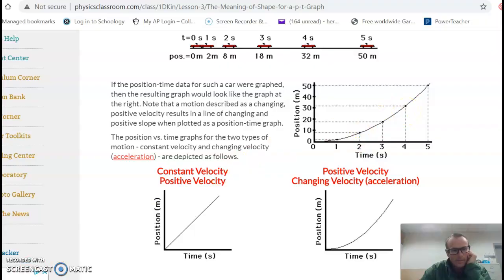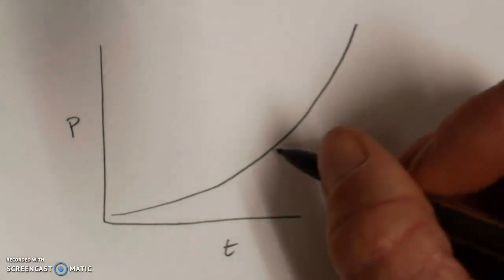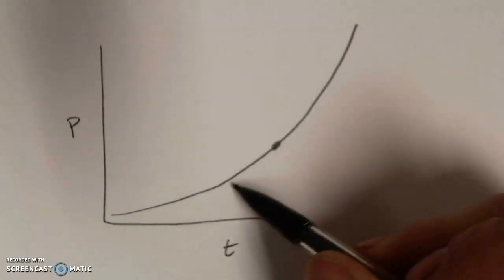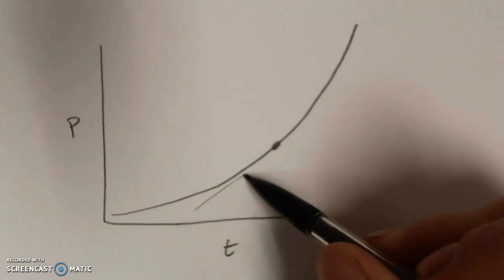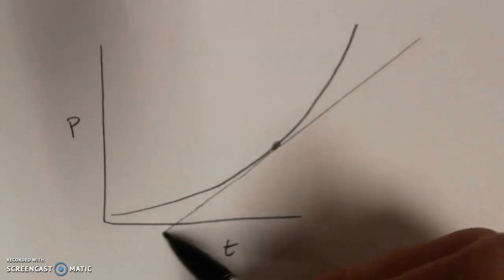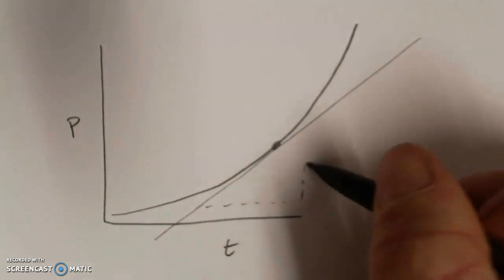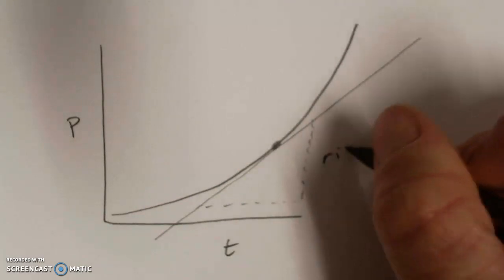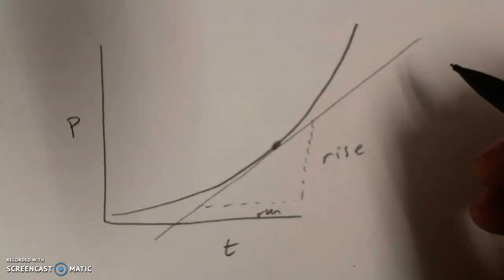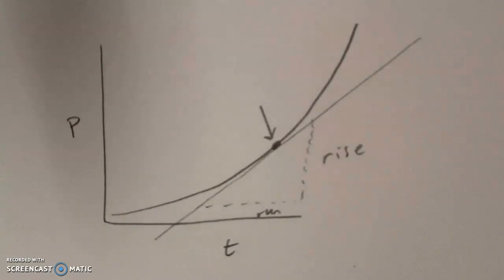Okay, so I sketched out this position time graph, and we're trying to figure out the slope at a point here. So we would draw a line that just touches the curve at that point, and then we would calculate the slope of this line. We would do the rise divided by the run. And that would tell us the instantaneous velocity at this point right there.